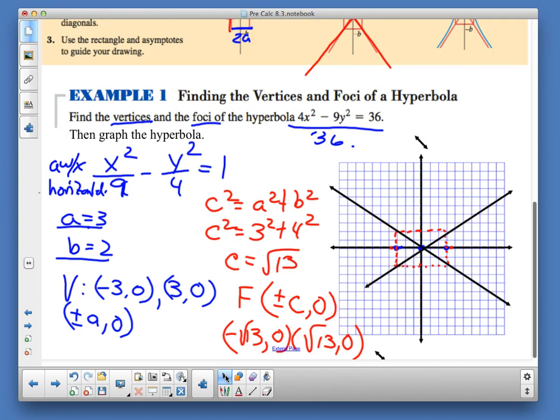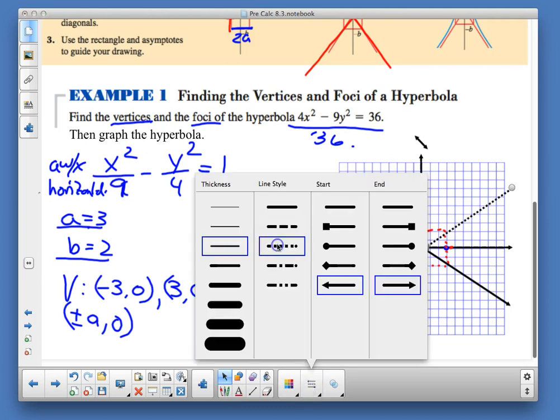Okay. So now I've got my slopes. They're going through 0, 0. They go through my center, okay? Those are supposed to be my asymptotes, okay? And perhaps as we go through, we'll make them dotted.